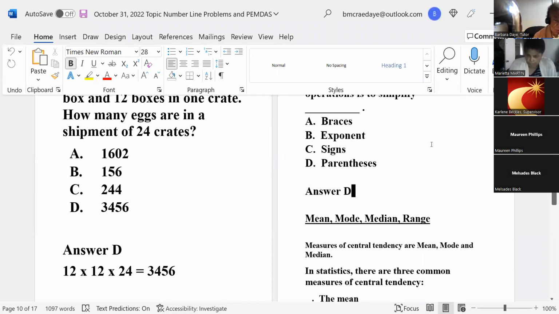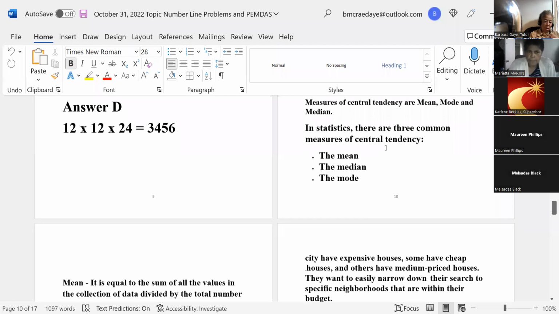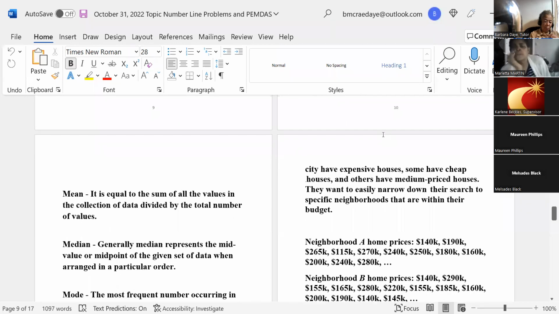Mean, mode, median, and range. But we're only going to look at mean. What's another word for mean? Average. That's right. When you get the average, that's the same as mean. We call these measures of central tendency, that's mean, mode, median. Range is not one of those measures, but we do look at range. Today we want to only look at mean.